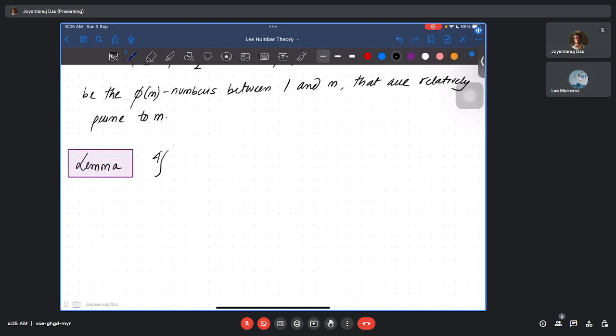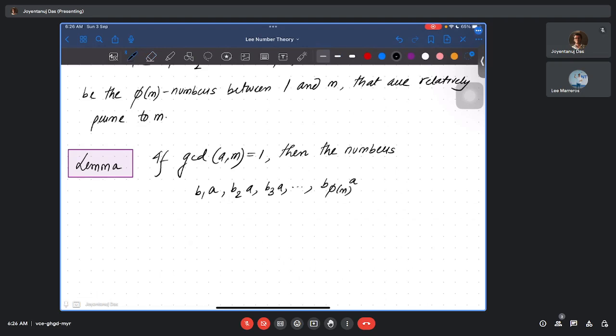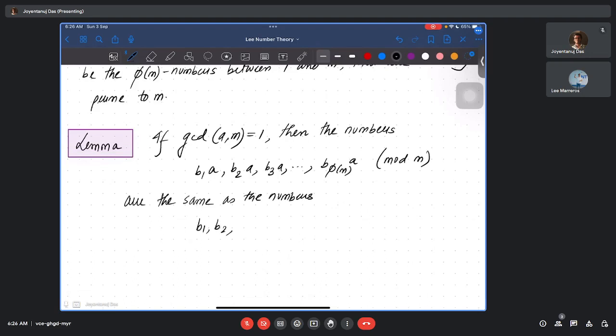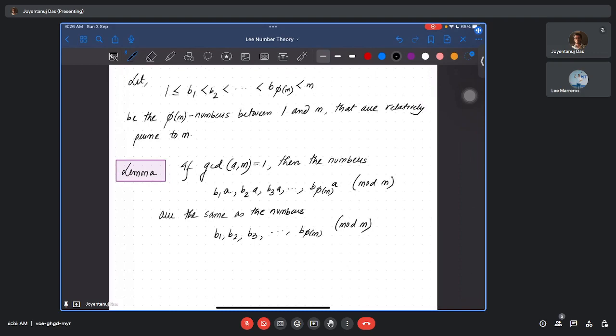So the statement is: if GCD of A and M is 1, then the numbers B1A, B2A, B3A, and so on up to B of phi(M) times A, if we take modulo M, are the same as the numbers B1, B2, B3 up to B of phi(M) modulo M. So if I multiply all the numbers in this list with A and consider these two lists, as lists of numbers they are the same. They can be in different order.